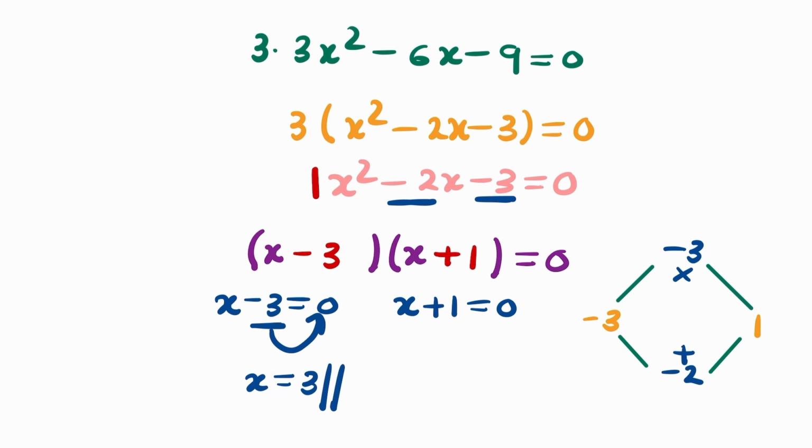And the other solution, we can take plus 1 to the other side as minus 1. X is equal to minus 1. That is our other solution. Those are the final answers. Let's move on to our fourth question.